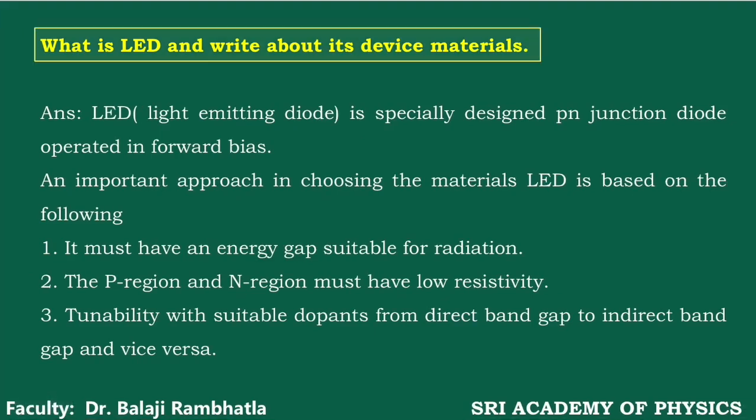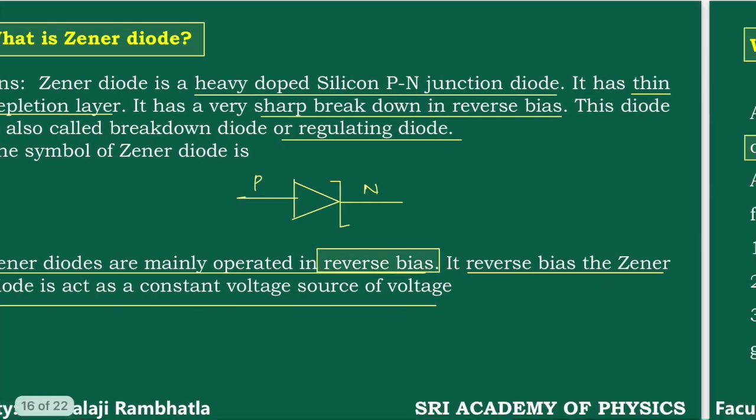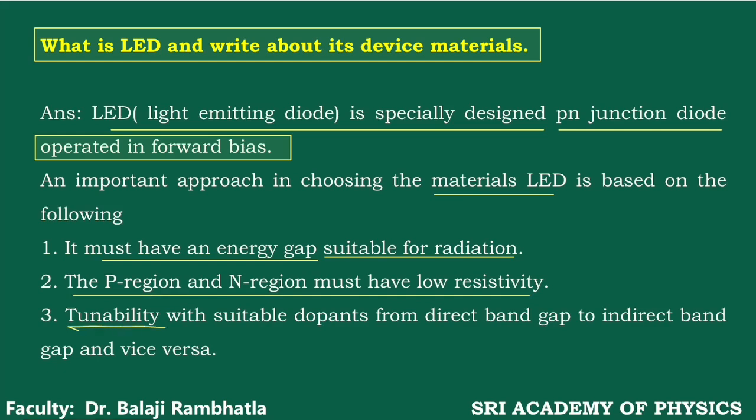Next, what is LED and write about its device material. LED is nothing but a light emitting diode, and it is a specially designed p-n junction diode operated in forward bias. A Zener diode is operated in reverse bias, and an LED is operated in forward bias. When you choose the material of the LED, it must have these three points. First, a suitable energy gap for radiation. Second, the P and N regions must have low resistivity. Third, band gap tunability with suitable dopants, from direct band gap to indirect band gap and vice versa.